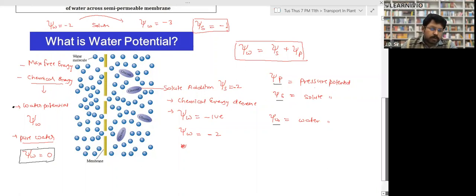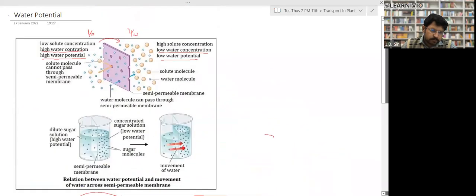Look, water potential. Let me tell you what water potential is. Suppose that there is free, pure water. The pure water molecules move here and there and collide. They have maximum free energy, right? Pure water has maximum free energy.